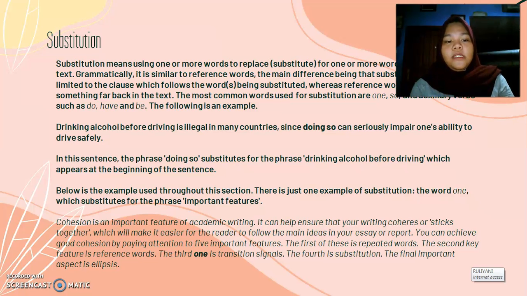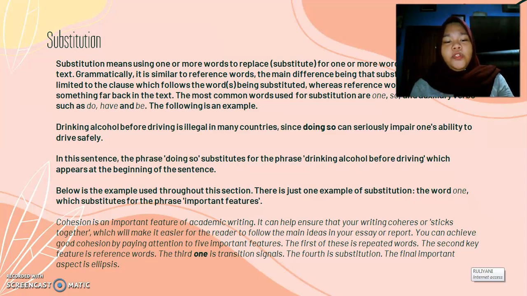The most common words used for substitution are one, so, and auxiliary verbs such as do, have, and be. The following is an example. Drinking alcohol before driving is illegal in many countries, since doing so can seriously impair one's ability to drive safely. In this sentence, the phrase doing so substitutes for the phrase drinking alcohol before driving, which appears at the beginning of the sentence. Below is the example used throughout this session. There is just one example of substitution, the word one, which substitutes for the present future.